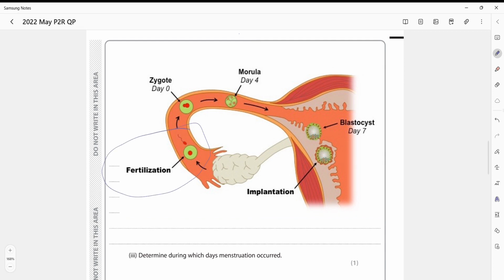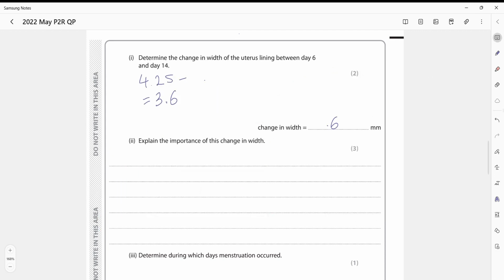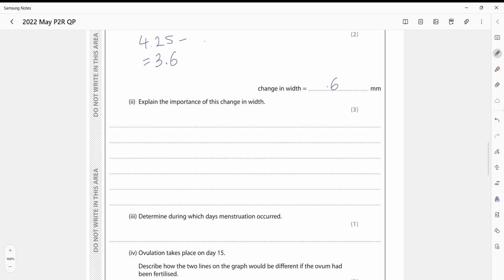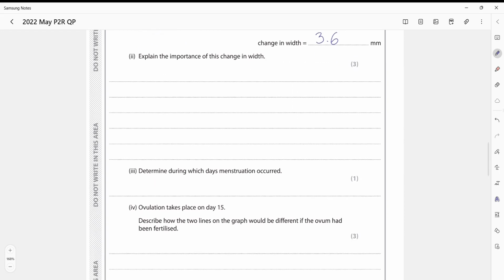Fertilization is when the male nucleus and the female nucleus fuse together. In this case, the nucleus from the sperm and the nucleus from the egg fuse together. Then you'd form a zygote, and then it would undergo mitosis to form an embryo. You don't need to know these names. The embryo would then implant itself into the lining of the uterus. So it's very important for the lining of the uterus to be thick to allow for this implantation to happen. So let me just remove this. Oh, I think I removed this by accident. Oops. Okay. Explain the importance of this change of width.